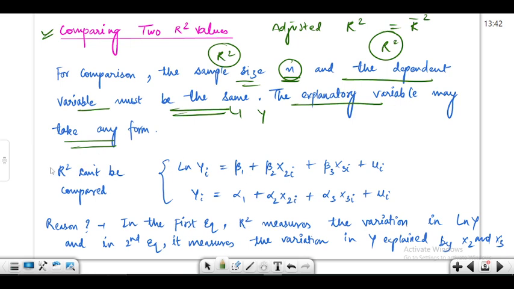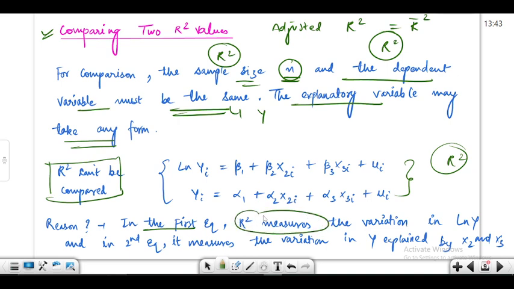So this is the example where you can't compare two R squares. Okay, ln yi is equal to beta 1 plus beta 2 x2i plus beta 3 x3i plus ui, and yi is equal to alpha 1 plus alpha 2 x2i plus alpha 3 x3i plus ui. So why can't we compare these two equations using R square? Because in the first equation, R square is measuring the variation in ln y, right? And in the second equation, it measures the variation in y explained by x2 and x3.